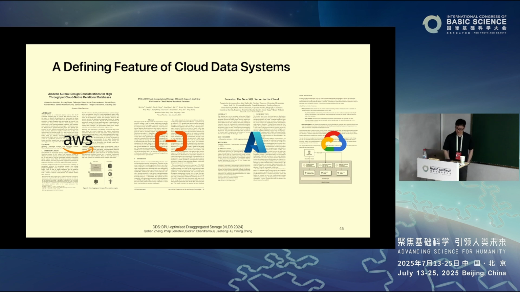Storage disaggregation is a defining feature of cloud systems. Here I listed a few examples. Database systems from AWS, which is Aurora, Alibaba has PolarDB, Azure has Hyperscale, Google has AlloyDB. They are all built on top of this storage disaggregation architecture. And this architecture is not just about database systems. Other data systems like key value stores also adopt this architecture.